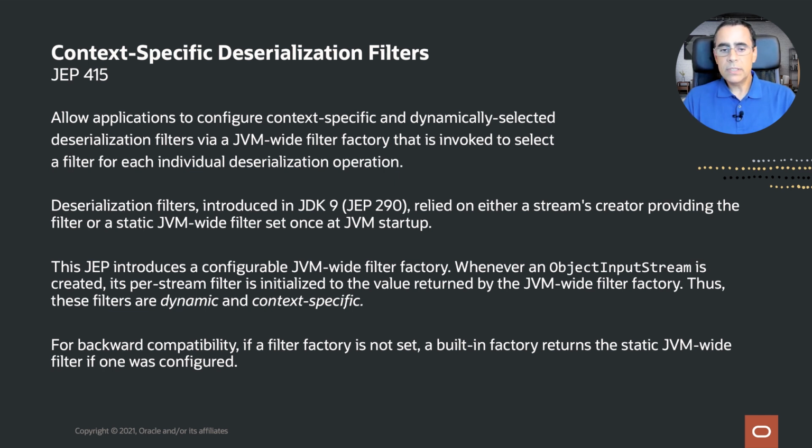The problem, though, is that until JDK 17, using deserialization filters requires every stream creator to set the filter, or for the use of a single static JVM-wide filter. These restrictions make it hard to use deserialization filters when using third-party libraries without making those filters too inclusive or too restrictive. JEP 415 introduces a configurable JVM-wide filter factory that allows for creating per-stream filters. This allows for dynamic and context-specific filters, so we no longer require the participation of every stream creator. We're looking into backporting this functionality into earlier releases.